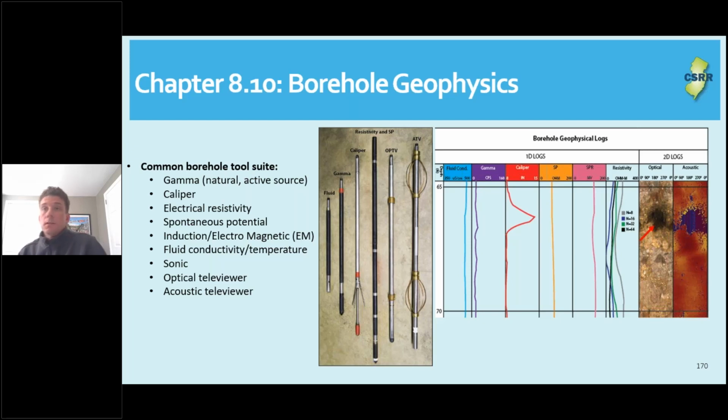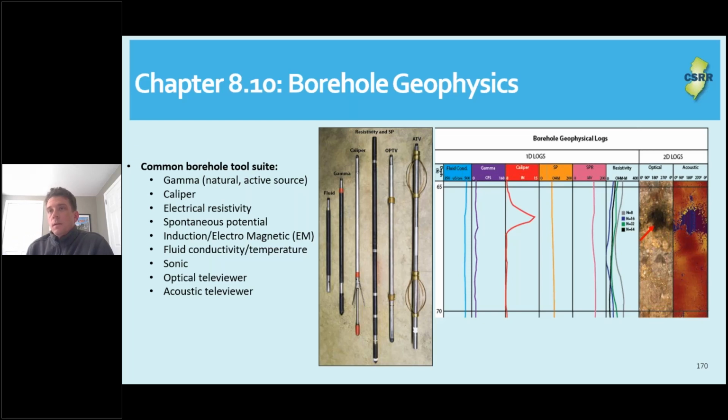So you can see on the right here is some borehole data. There is the caliper tool, which is showing the fracture there at about 66 feet or so. And then on the right, you have the optical and the acoustic log here, by the red arrow there. You can see the fracture in the optical tool, and you can see the color and the rock type. You really can't get any sense of how deep the fracture is.